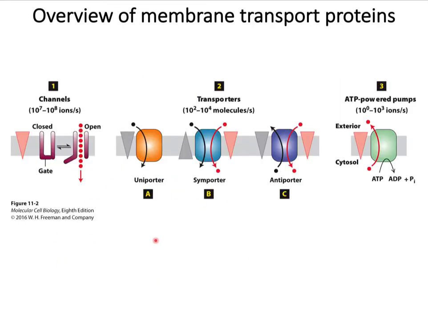This is an overview of membrane transport proteins. Cellular membranes are not only barriers but also conduits for selectively transporting molecules and ions from one side of the membrane to the other. The transport proteins form a protein-lined pathway across the membrane that enables hydrophilic substances to move through the membrane without contacting its hydrophobic interior. There are three main classes of membrane proteins that transport molecules and ions across cellular membranes.